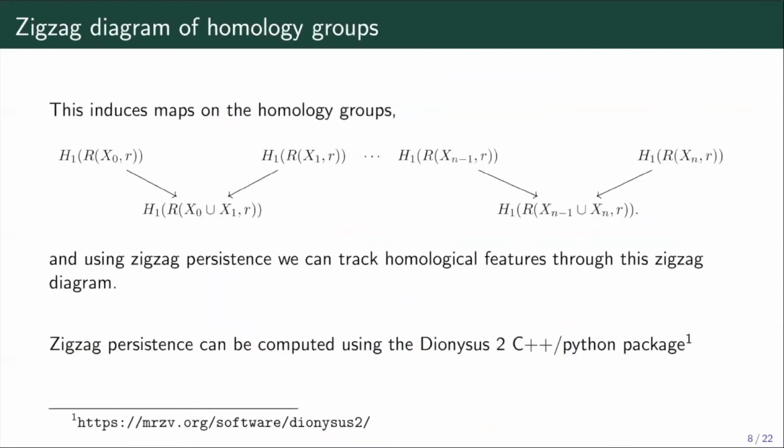So now we have our zigzag of Rips complexes, we compute the homology at each step, and we're going to track homological features through this zigzag. And this can be computed using the Dionysus 2 C++ and Python package. The link is on the slide for that.